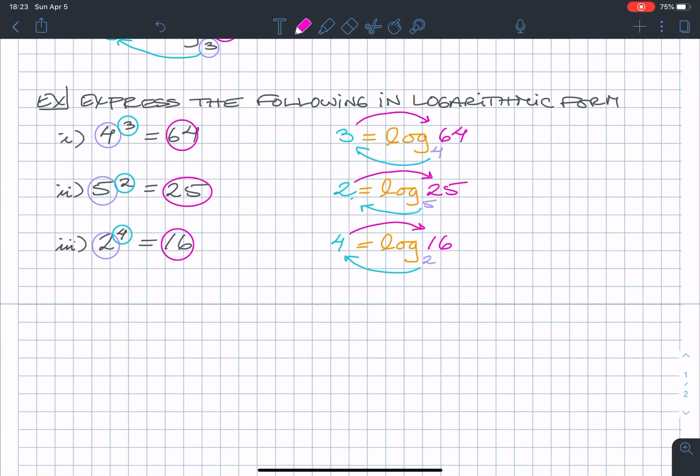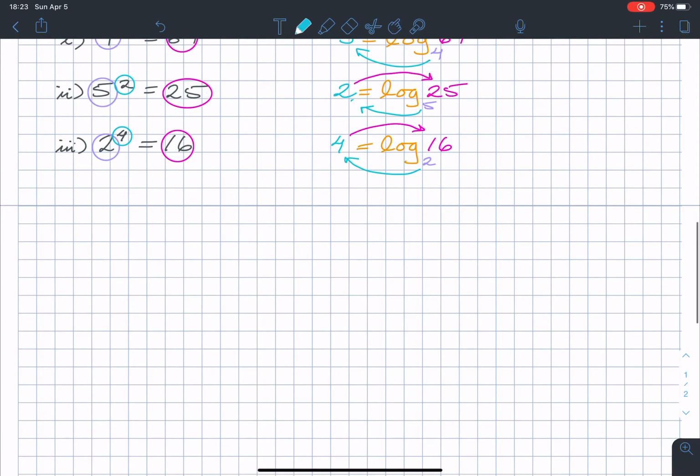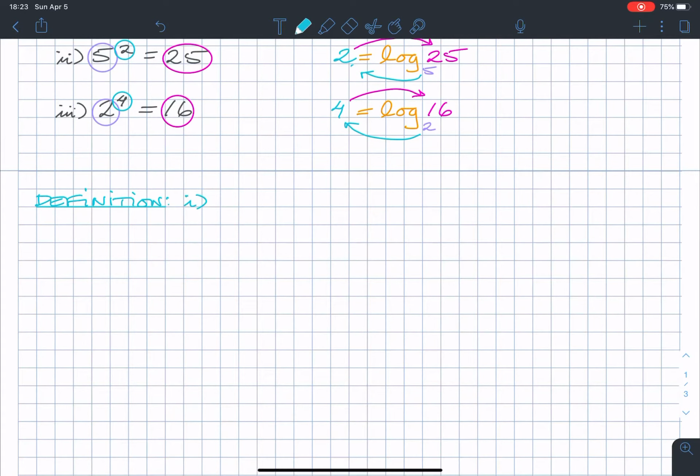Okay, so let's do definition. And we have 2 definitions here. The first definition is common logarithm. That's what we're defining. Denoted by y is equal to log of x has base 10.